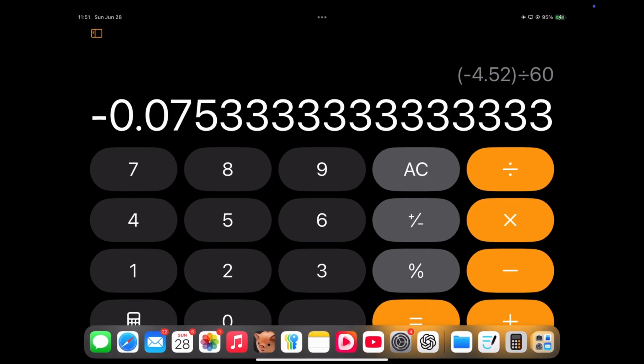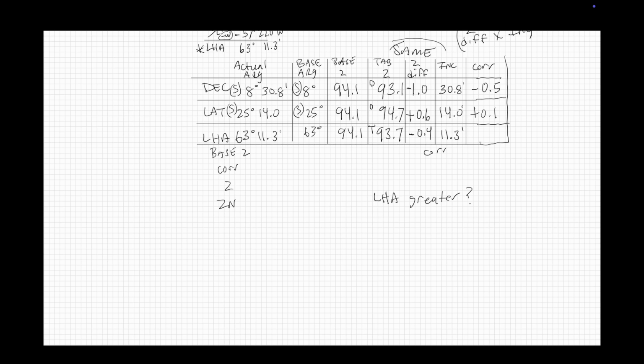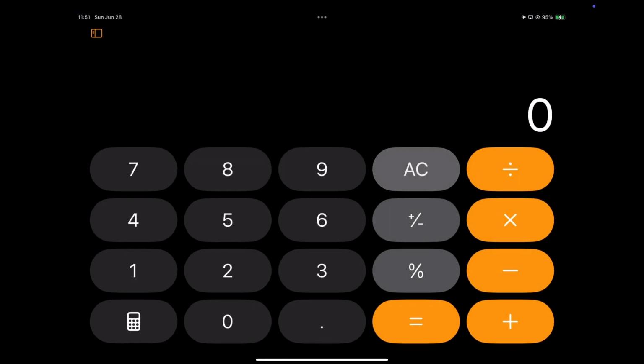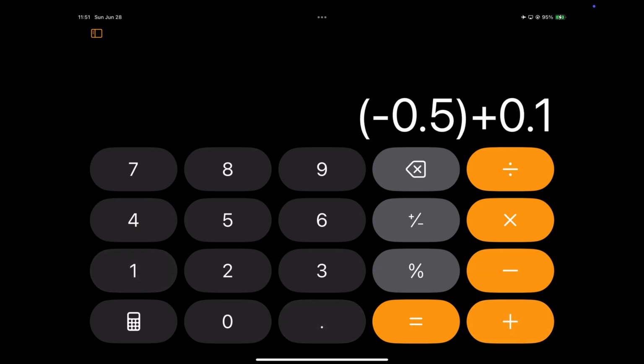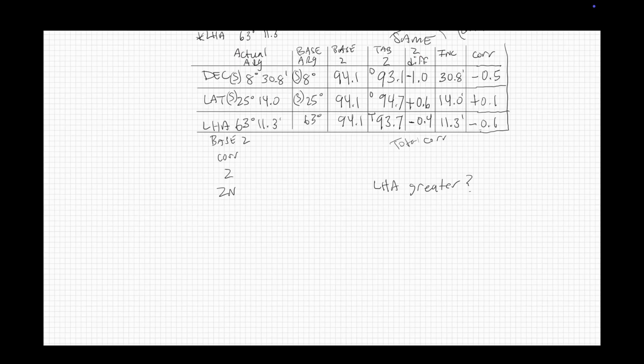All right. And in this instance right here, we have minus 0.07. We can just round it to make it easy, okay? So it's going to be a negative 0.1. So we're going to total up all our corrections right here. This is total corrections, right? Negative 0.5 plus 0.1 minus 0.1. That's pretty easy, but I'm still going to use the calculator. So we have 0.5, which is negative, plus 0.1 minus 0.1. 0.5 is our answer for our correction.